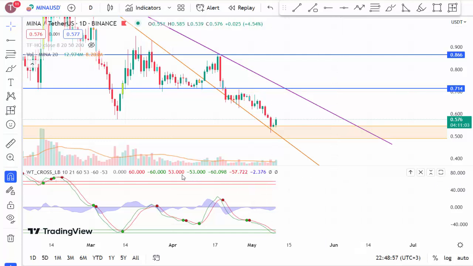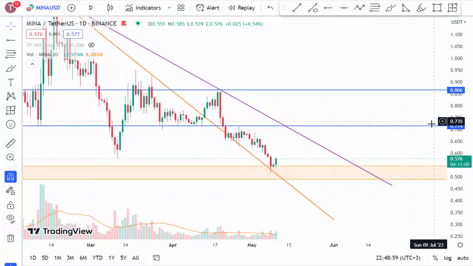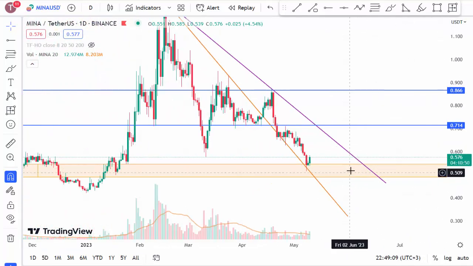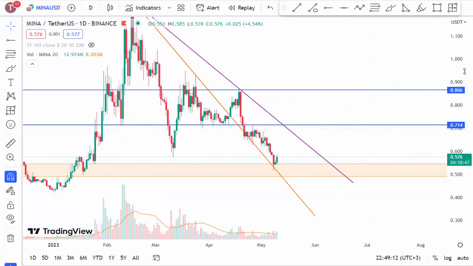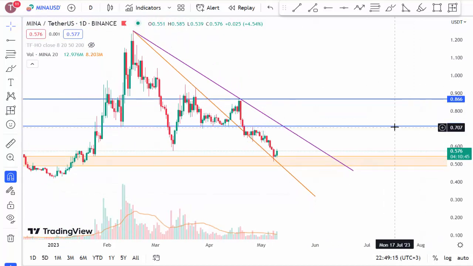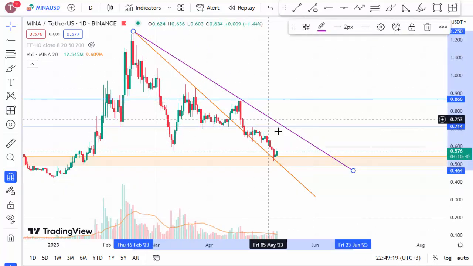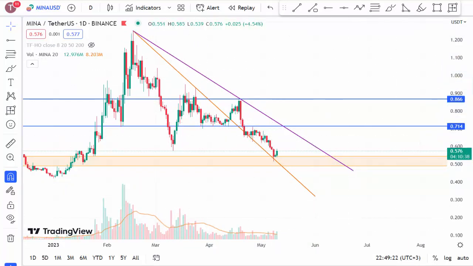If we look at our support and resistance comments, we have a support zone at 0.546 and 0.489. We do not want this support zone to be broken downward. If it's broken, it'll be a very bad scenario for us. Additionally, our priority resistance zone to break is the second resistance zone, which is the purple line, at 0.714. These zones should be carefully monitored.